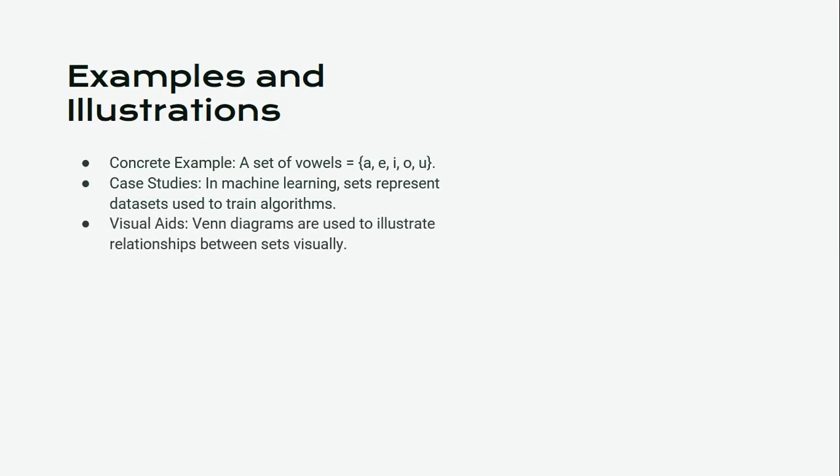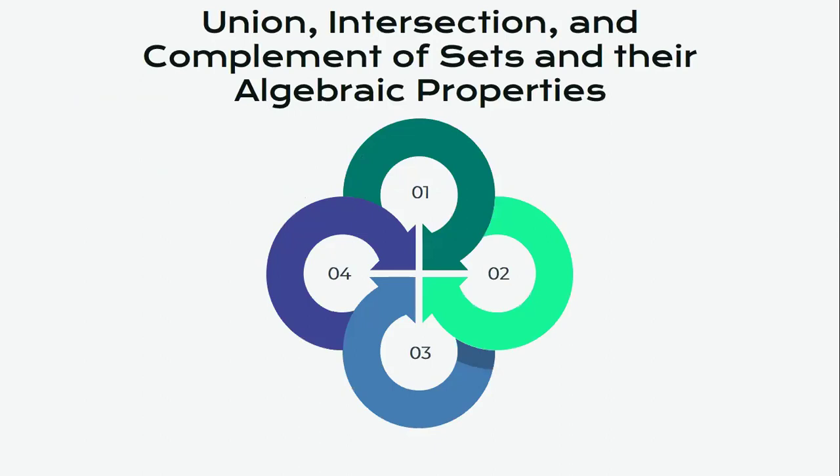So we actually use Venn diagrams to represent a set and the relation between two sets. Okay, and now let us discuss what operations are performed on sets. First one is the union operation.